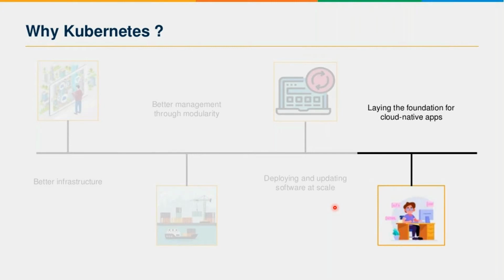Next one is laying the foundation for cloud native apps. What is this? Basically, Kubernetes will support native cloud apps. Means not only AWS, Kubernetes will support Azure, GCP, Ali Cloud, Oracle Cloud, IBM Cloud, DigitalOcean, Salesforce, whatever clouds are there. It will support all the cloud platforms, right? Kubernetes is a Google product, so it will support all the platforms. So these are the benefits of Kubernetes.